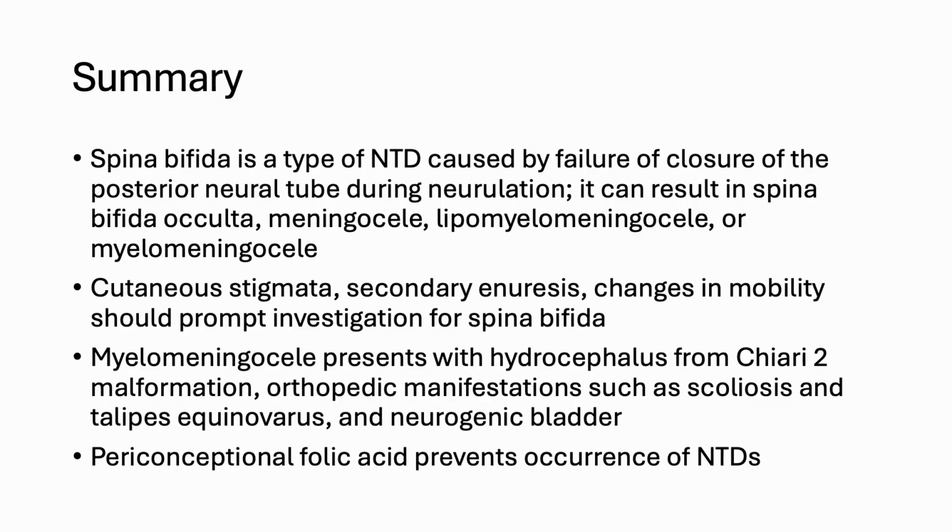In summary, spina bifida is a type of neural tube defect caused by failure of closure of the posterior neural tube during neurulation. It can result in spina bifida occulta, meningocele, lipomyelomeningocele, and myelomeningocele. There are certain cues to investigate for an underlying neural tube defect, including cutaneous stigmata, changes in mobility, and secondary enuresis. Myelomeningocele typically presents with hydrocephalus from Chiari-2 malformation, which involves downward herniation of the cerebellar tonsils and medulla. They can also develop talipes equinovarus and neurogenic bladder. Folic acid has been shown to prevent the occurrence of neural tube defects.